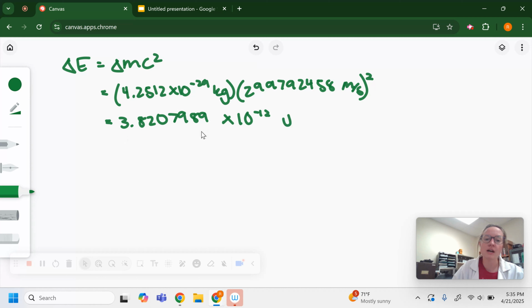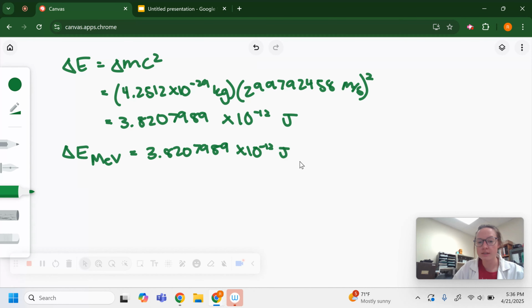Notice that I'm leaving a ton of extra sig figs here so that I'm plugging in unrounded values. Then, we're not done. We have to find the amount of energy that was released in mega electron volts. To do this, we're going to take the special number 3.820799 times 10 to the negative 12 joules. That's the number that we just found. And we're going to get it into electron volts. To do that, we're going to go from joules to electron volts.